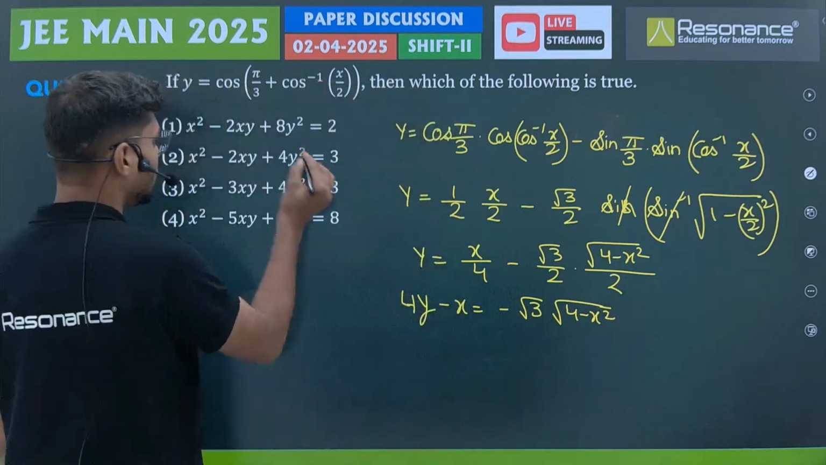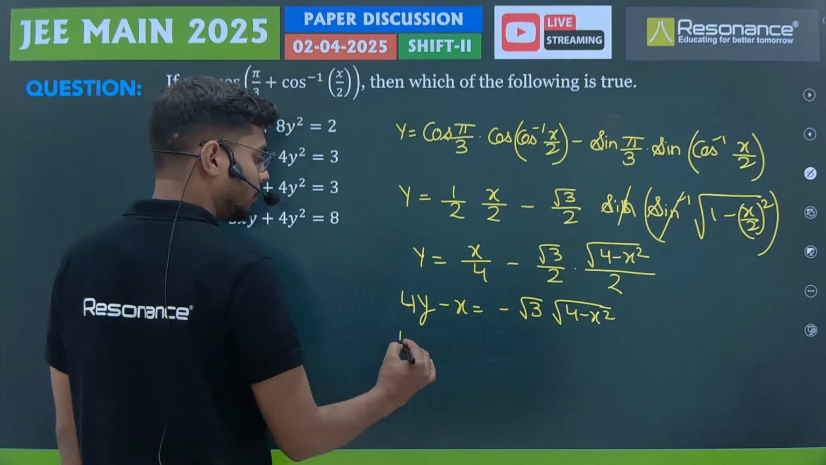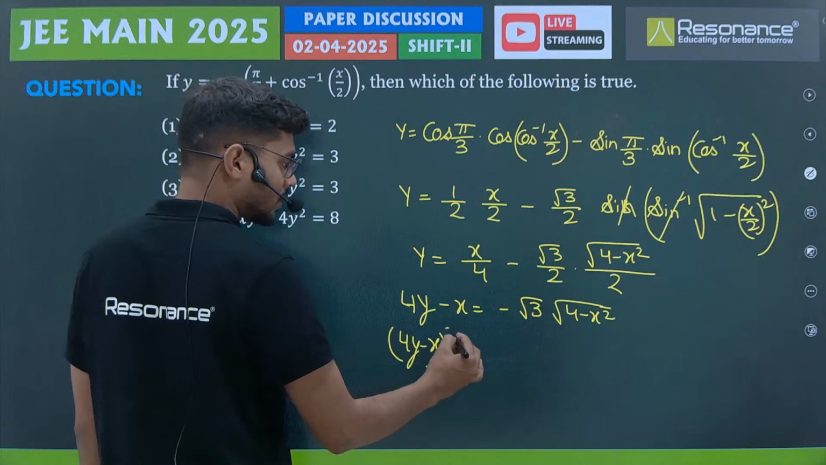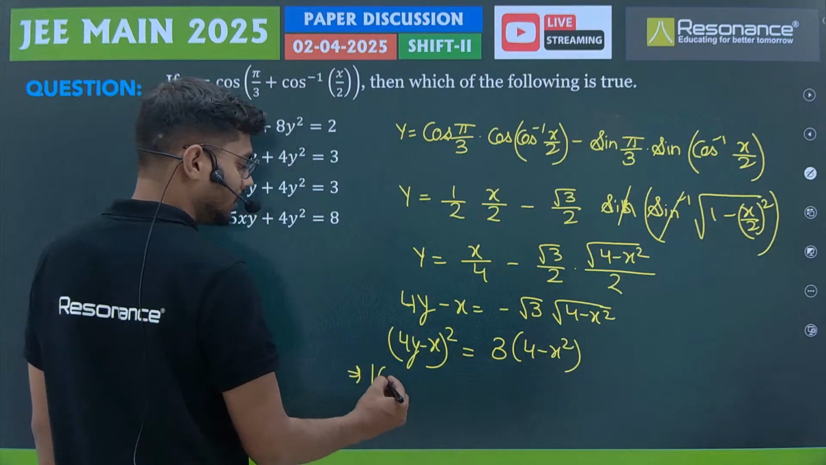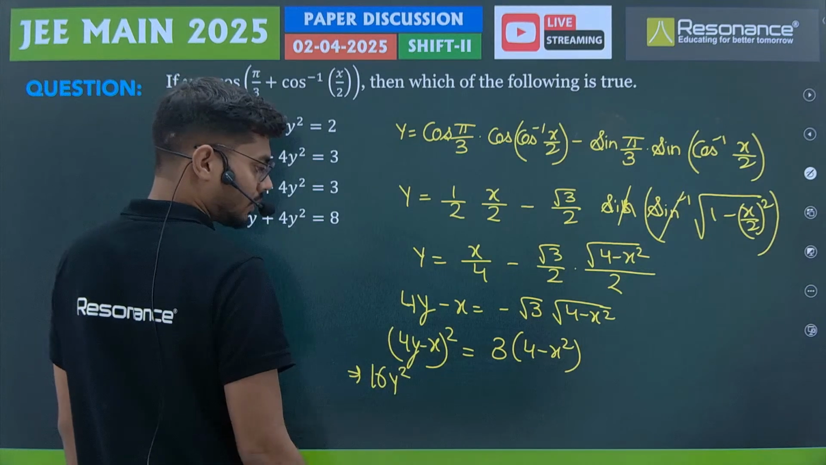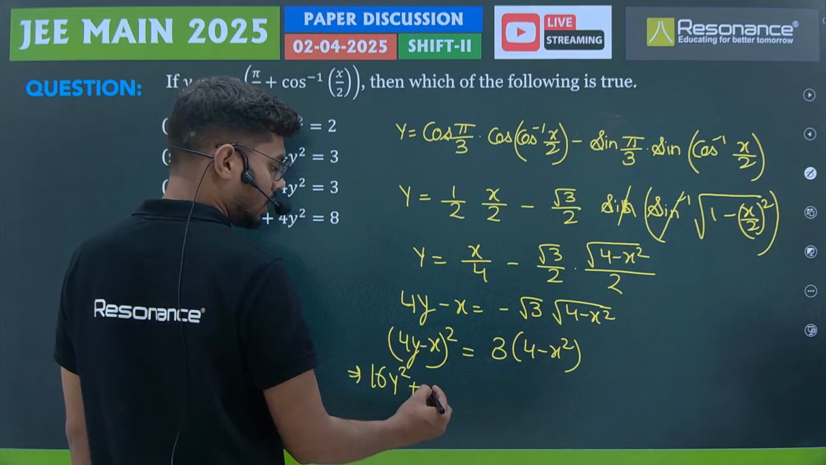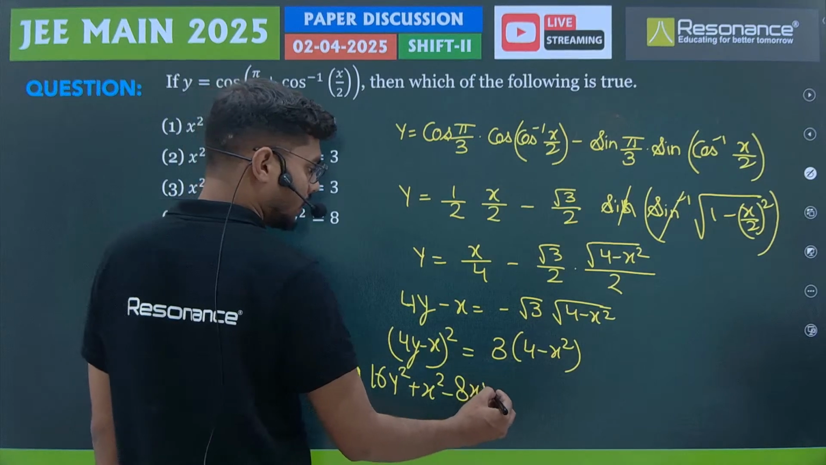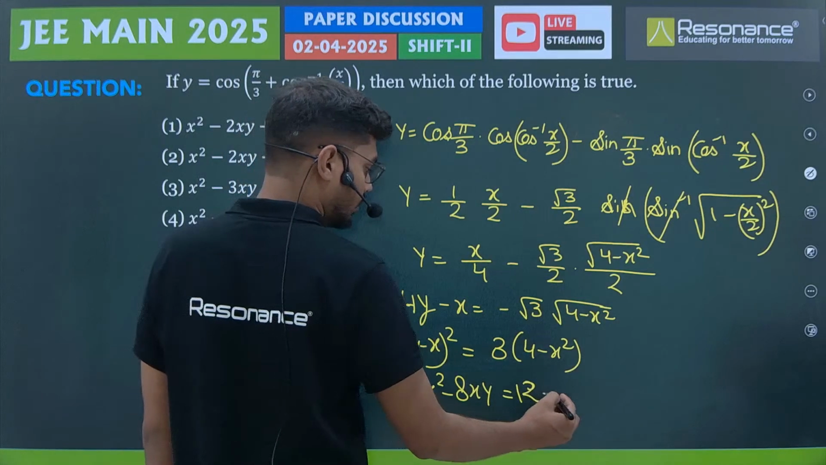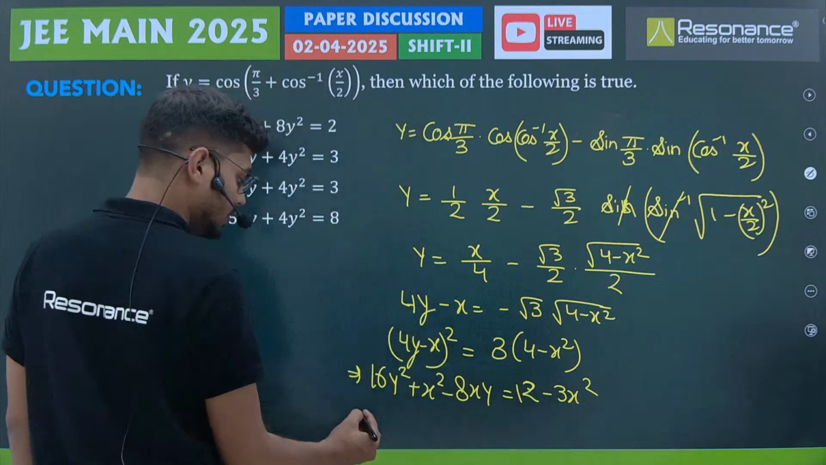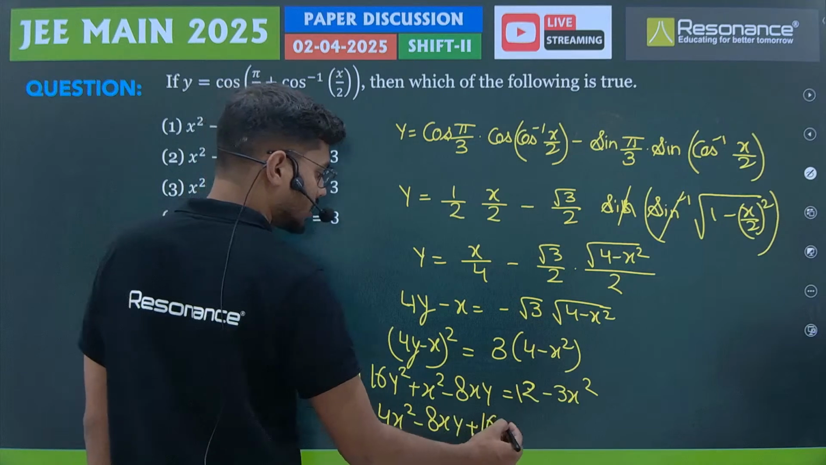If you notice, there is no root in the options, right? So what do we have to do? Just square on both the sides. You will get 4y minus x whole square equal to 3 times 4 minus x square. Open it. You will get 16y square plus x square minus 8xy equal to 12 minus 3x square. It will come here, so 4x square minus 8xy plus 16y square equal to 0.